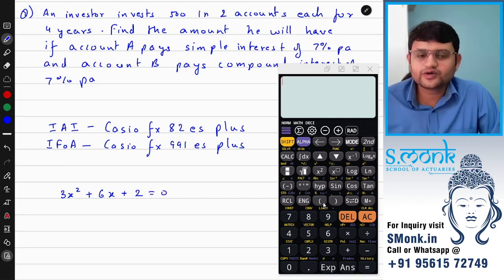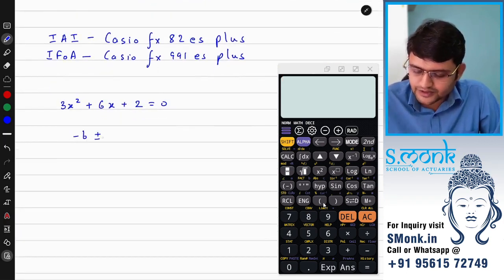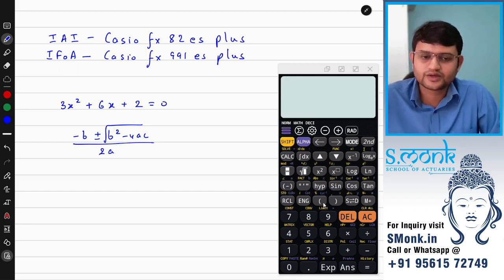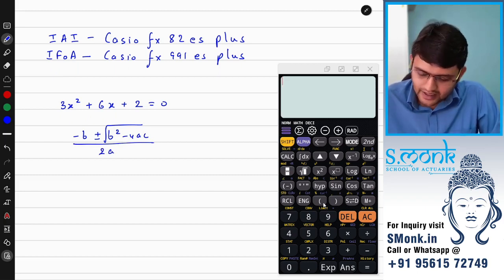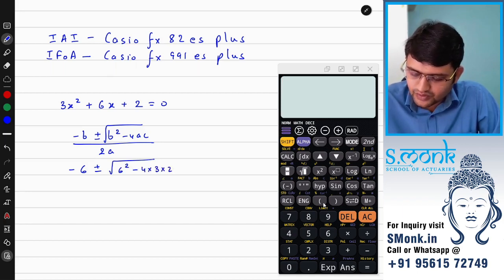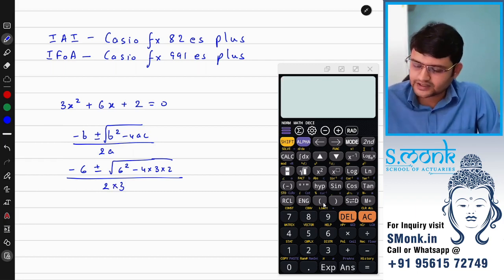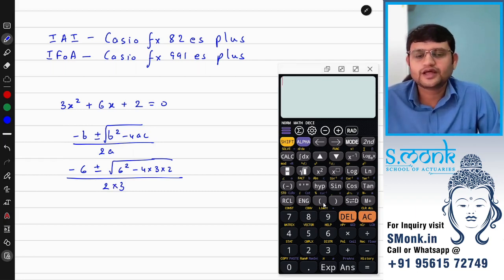And I want to solve it. We know the method, we know the formula: minus b plus minus square root of b square minus 4ac upon 2a, right? So accordingly, I will have here minus 6 plus minus under root of 6 square minus 4 into 3 into 2 upon 2 into 3. What we can do is we can very easily make that equation in our calculator directly.